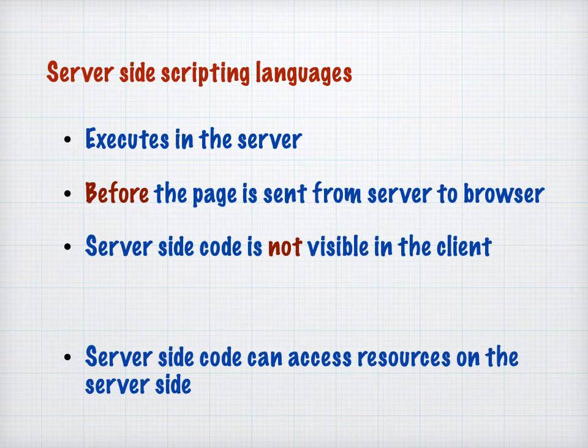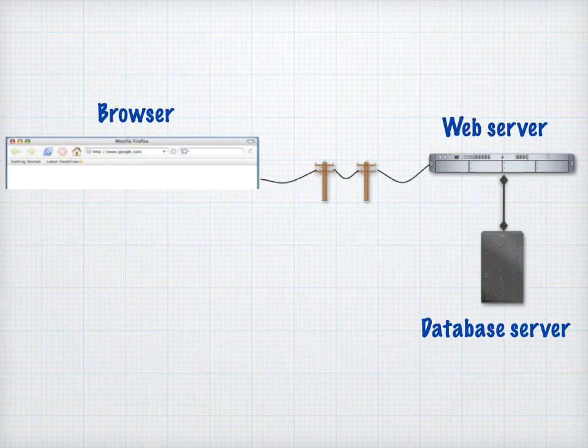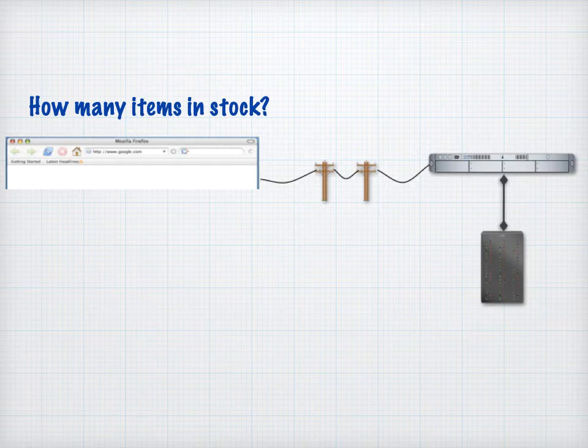Now, the advantage of having server-side code is it can access lots and lots of resources in the server. So, for example, you could have a database server. You could have customer records, product details, stock inventory, all sorts of information which is changing over time, and that information is connected to the web server. So, for example, let's imagine you were asking how many items are there in stock? You want to know, can I order this particular thing from Amazon?